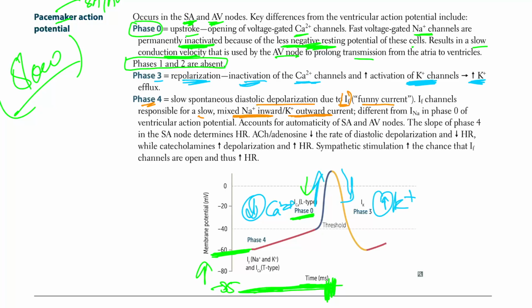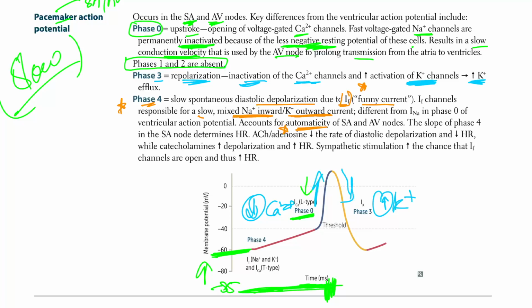This is different from the inward sodium channels in phase 0 of the ventricular action potential. Why is this phase 4 IF current important? Because it accounts for automaticity. What is automaticity? Let's see the definition. Automaticity is the ability to depolarize without external influence, meaning your cells are able to regenerate action potentials on their own.